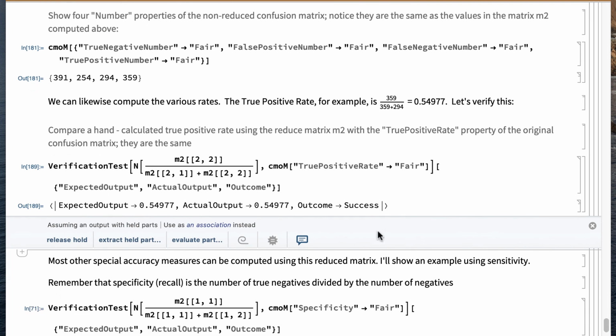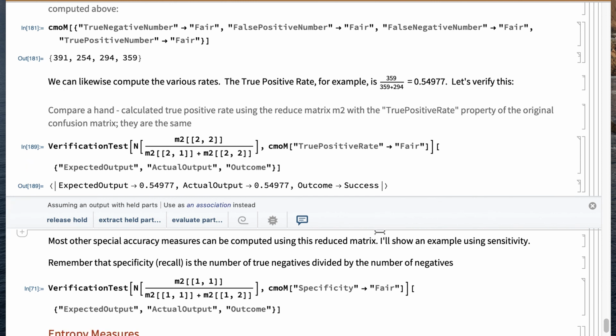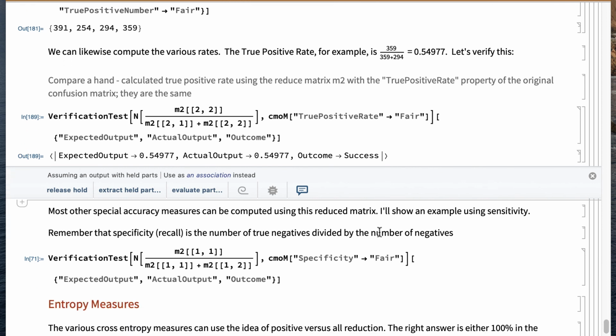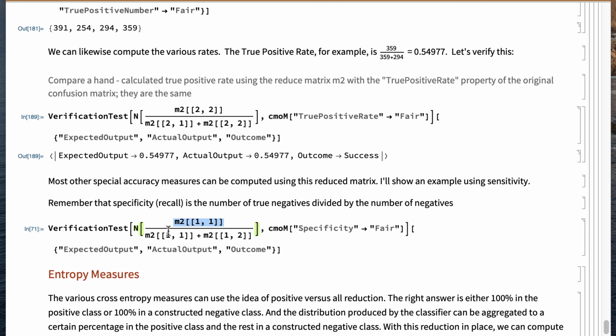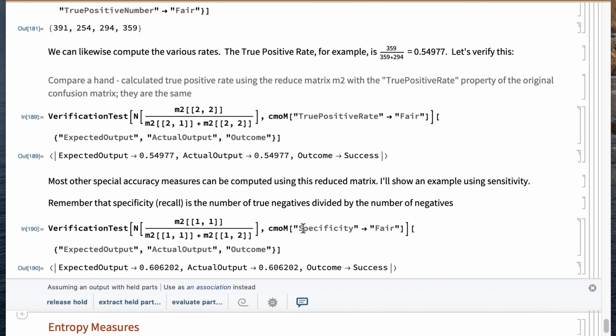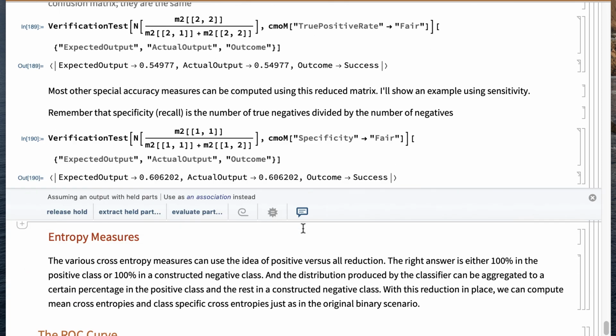You can compute the other special accuracy measures using this reduced matrix. Here I'm going to show you what specificity is. Remember, this is the true negatives divided by all of the negatives. And so I'm going to compute it here using the reduced confusion matrix. And here I'll compute it using the specificity property of the unreduced confusion matrix, designating the positive class as fair. And hooray, they come out the same.